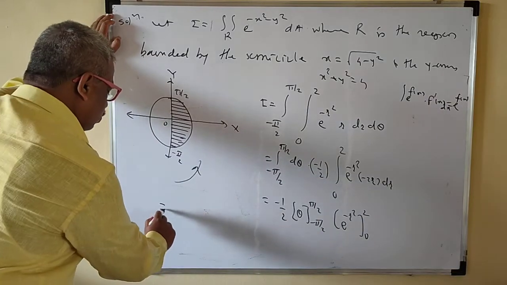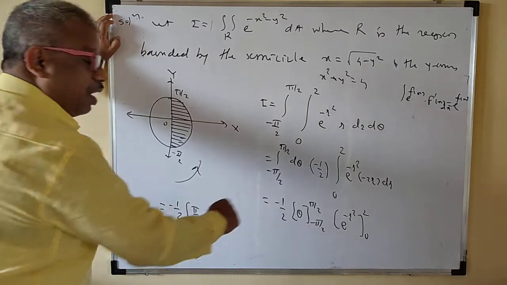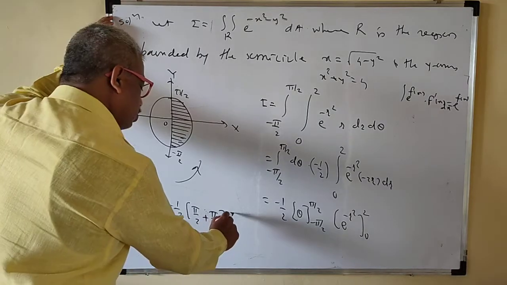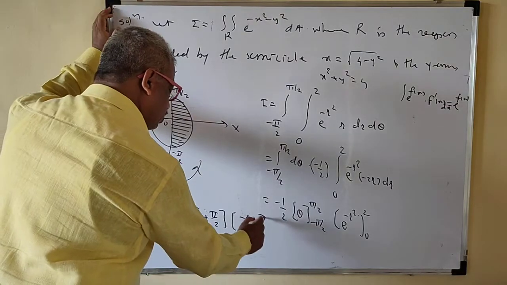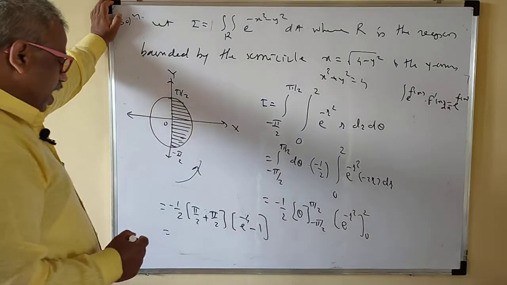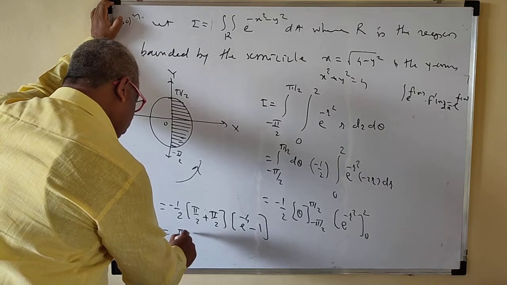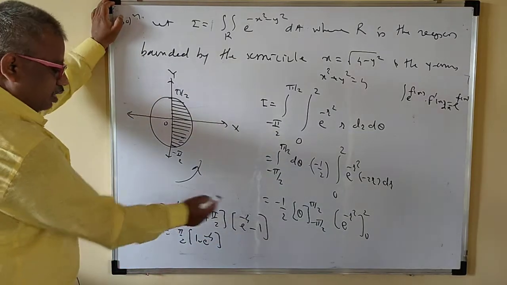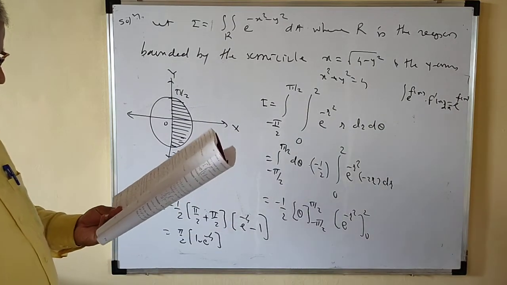Okay, so this is equal to minus 1 half. What is this? Pi by 2 minus minus pi by 2 is plus pi by 2, is plus pi by 2 into e raised to minus 4 minus 1, minus 1. E raised to 0 is 1. Okay. So pi by 2 plus pi by 2 is pi. Okay. So this is pi by 2 into 1 minus e raised to minus 4. I can write this minus sign shifted to here. Okay. Minus sign is shifted here.